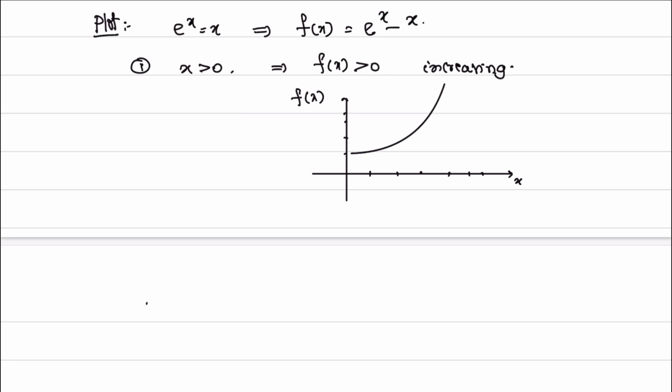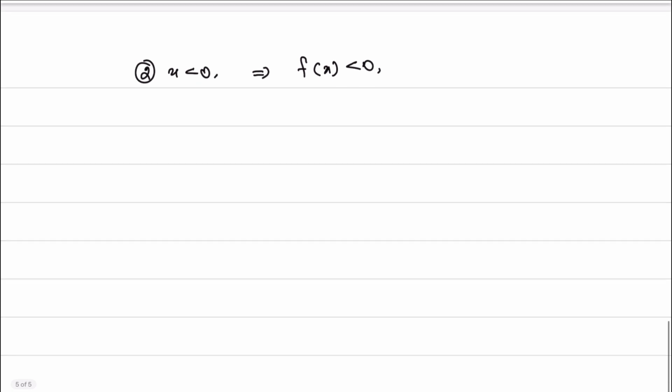Now, the second condition is x is less than 0. Try to visualize how we draw the graphs. That implies function f(x) is less than 0, decreasing, but the absolute value is increasing in a negative way. That means it is just the opposite of this.